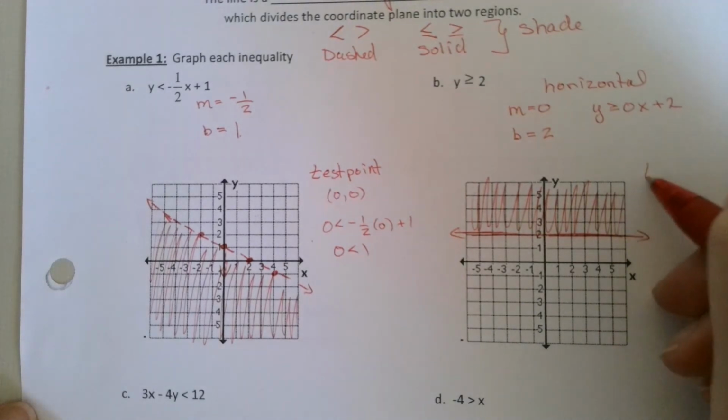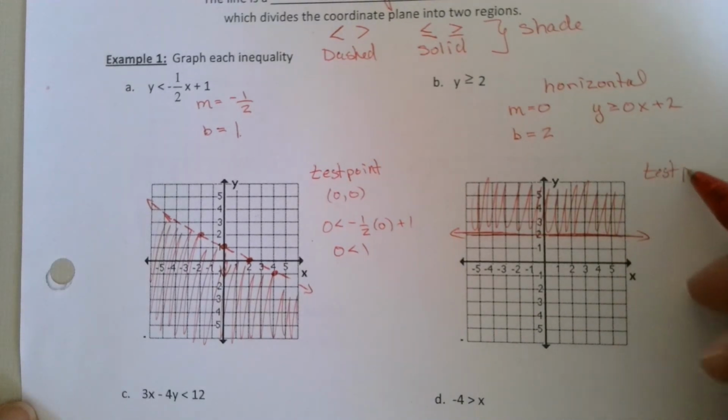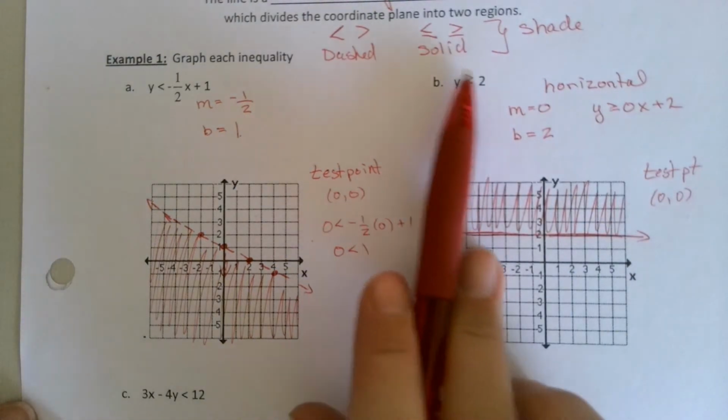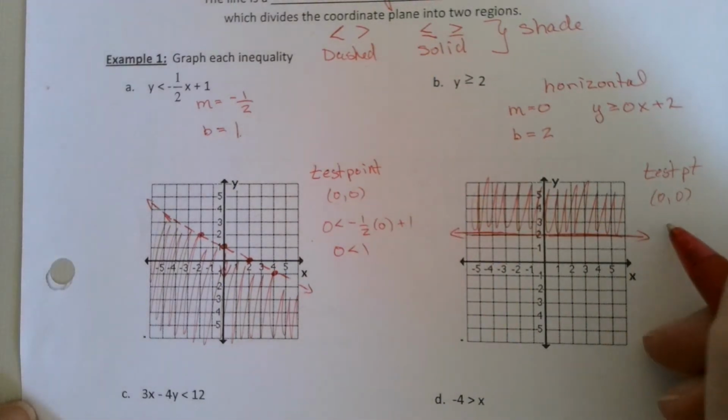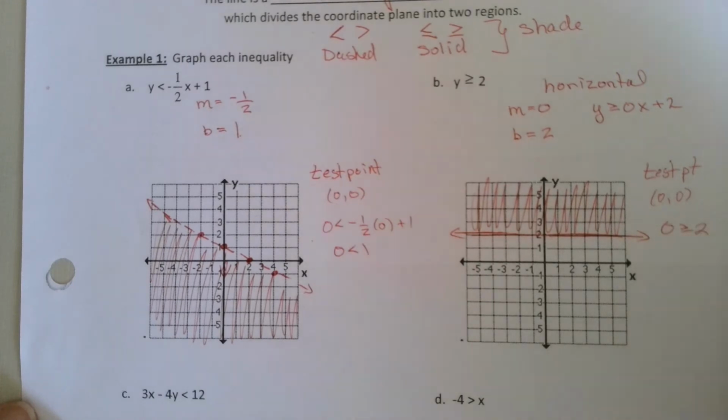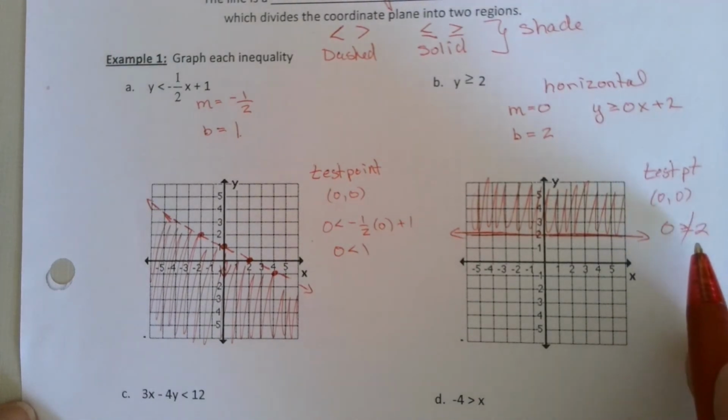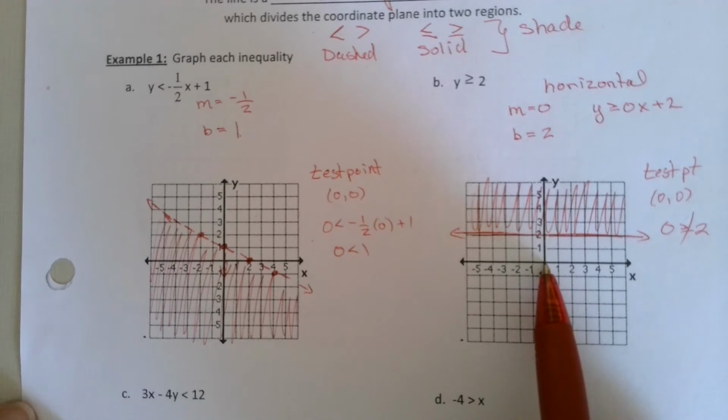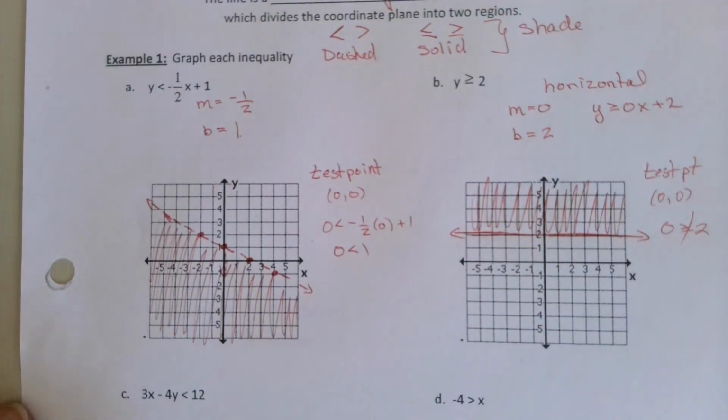If you want to use a test point because you're more comfortable with that, again, I'm going to use 0, 0. But notice there's nowhere to put the x. So it's just y is 0 greater than or equal to 2. And that's not true. Y is not greater than 2. So if this point doesn't work, then nothing works, and I shade everything above it.